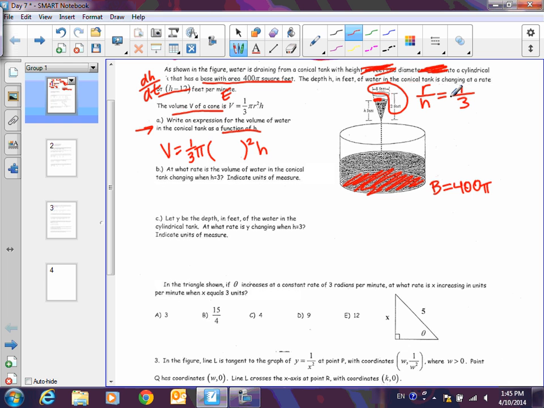So think, we haven't used this proportion. Yeah, I thought we were finding the expression for the volume of water in the tank. Okay, but on A, they say write an expression of the volume of water in the conical tank. I mean, by conical, they mean cone. Oh. So, look, we're still up here.